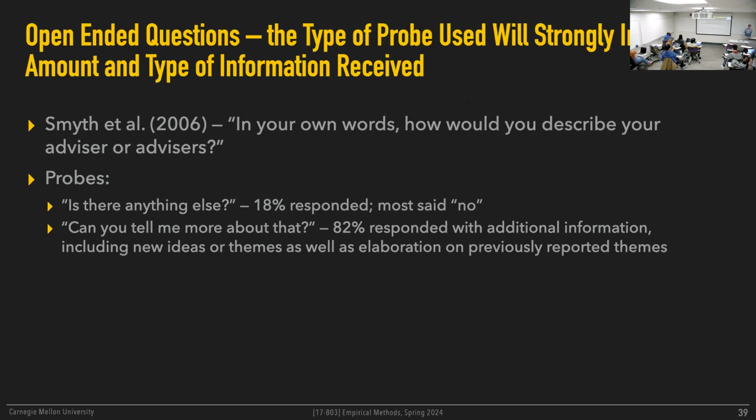Okay, here more again on probing. The type of probe will impact the amount and the type of information you receive. The question is, in your own words, how would you describe your PhD advisor? And then the probe is, is there anything else? Kind of like in the previous example. And 18% of the people said something else, and most said no. When asked this way, is there anything else? Then, if instead you ask, can you tell me more about that? 82% responded with additional information, including new ideas or themes, as well as elaborating on previously reported things.